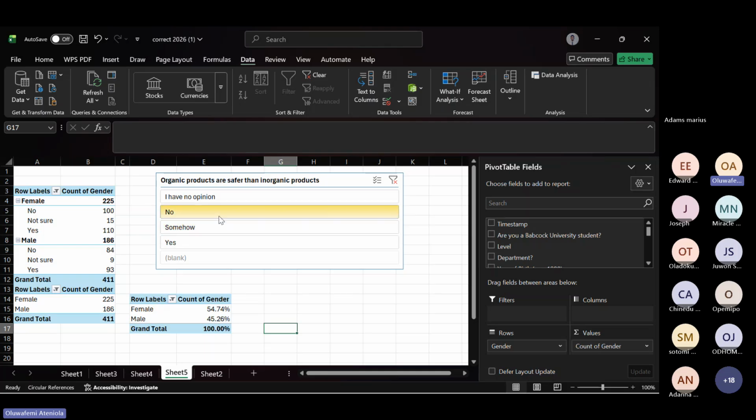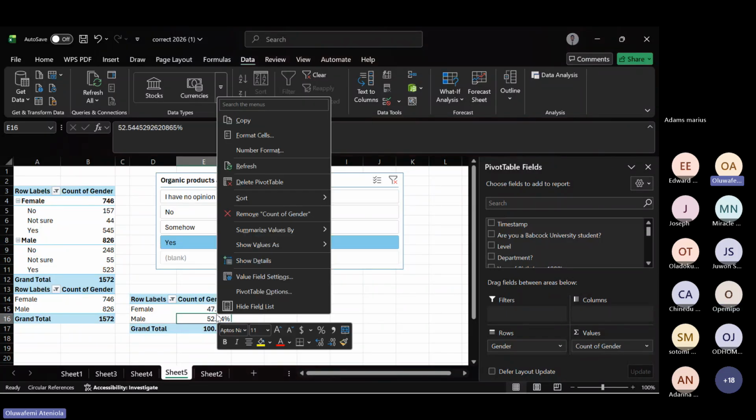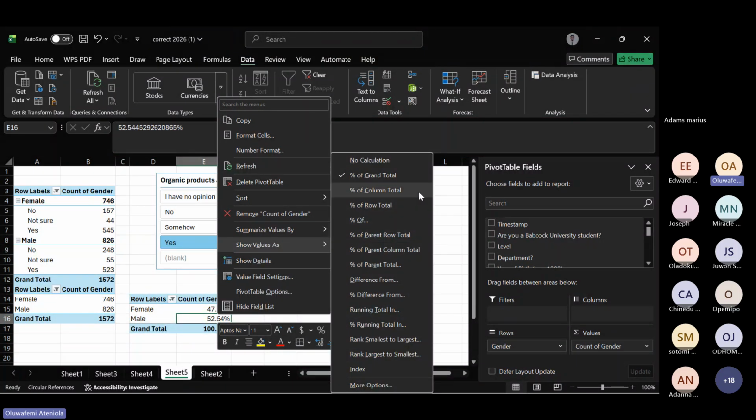So we can say no. You can see 55% say this. Good. And you can see the distribution that is out of everybody that has said yes. We should do it this way. Show percentage of not grand total this time around.